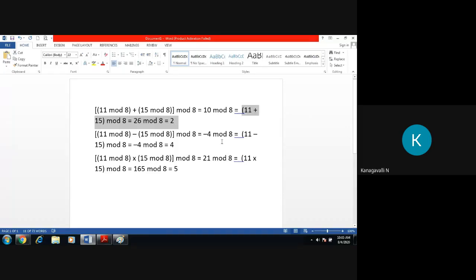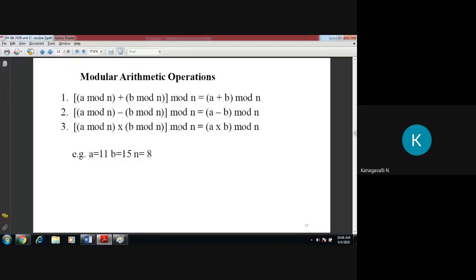The same thing, 11 minus 15, you have a negative integer, then you can add your n to this negative sign, so you'll get your result as 4. And the same thing, 11 into 15, your answer is 165. Just take modulo 8, then your answer is 5, right? So in this property, 2, 4, 5 is our answer, right?